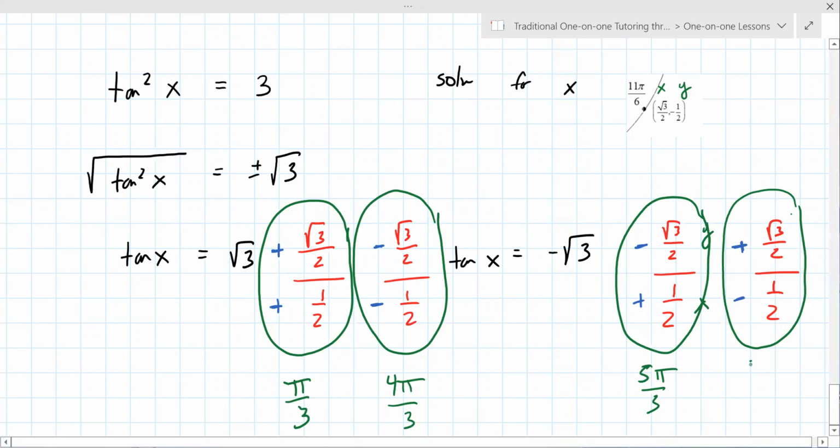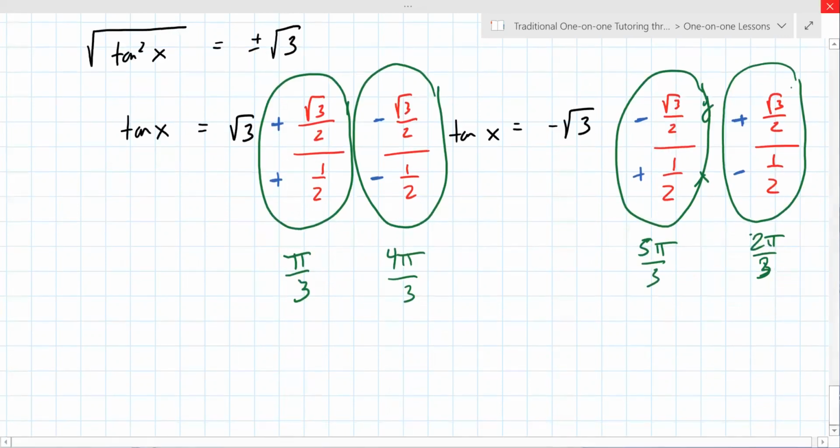5 pi over 3. You've already given me that one. So this one here is 2 pi over 3. Let's just grab that in the unit circle again and show that to you. Here we go. So again, the y value is the positive one up here, and then the negative 1/2 is the x value, like this.